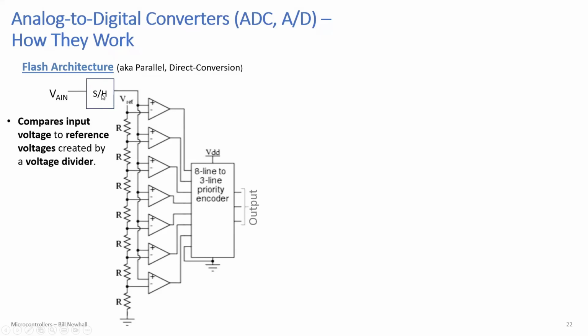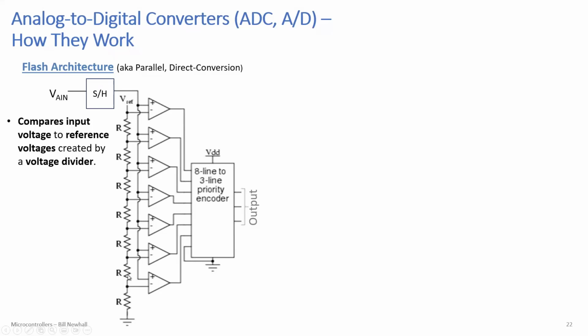So this S/H, that's a sample and hold circuit. So the analog voltage is applied and it might be changing over time, but the sample and hold takes a sample and just holds that value on its output. So on the right here, or where my mouse is, that voltage is held at a constant value of VAN for a short period of time.